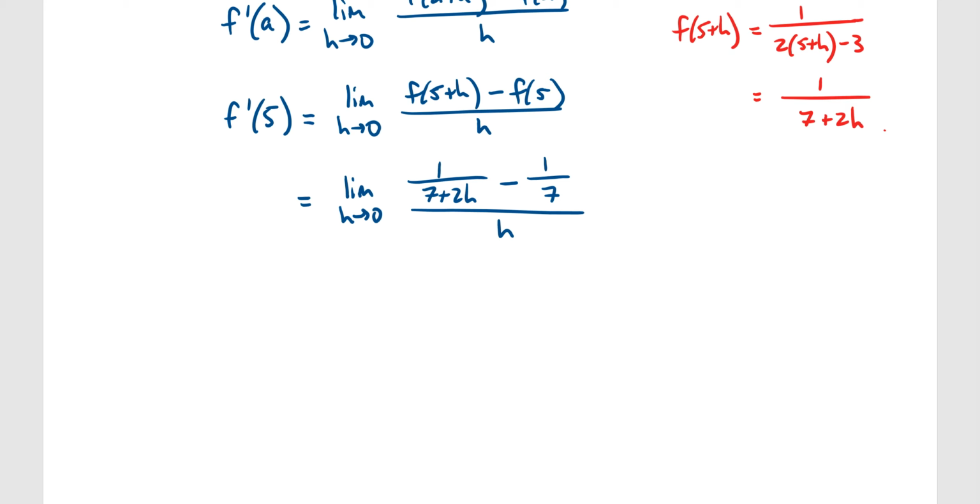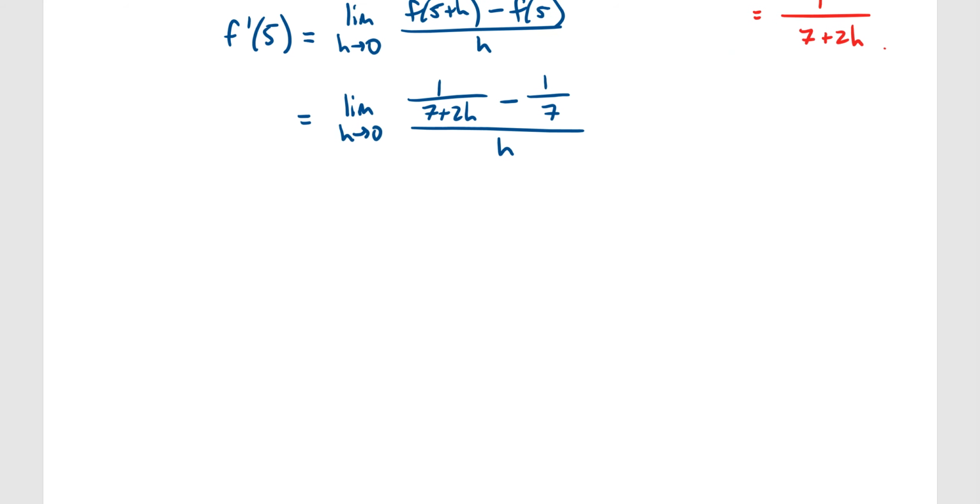So it looks like we're going to have to get some common denominators in the main numerator. Let's do this on the side to make it a little cleaner. If we're subtracting 1 over 7 from 1 over 7 plus 2h, we have to multiply the first one by 7 over 7, and the second one by 7 plus 2h over 7 plus 2h. Once again, just multiplying each term by the other term's denominator.